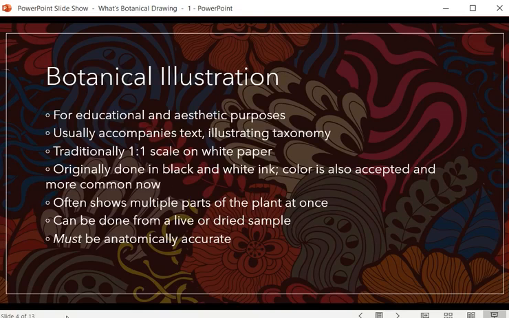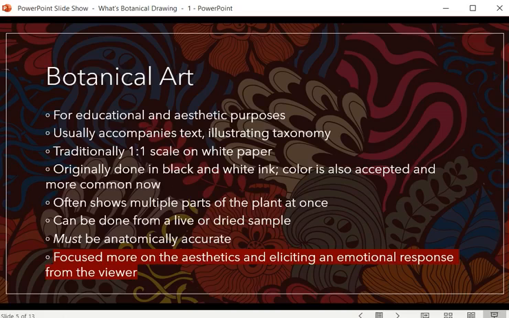They often show multiple parts of the plant at once and can show cutaways or bisections of the plant, so you can see everything about it. From the kinds of seeds that it has, to the kind of petal arrangement that the flowers have, everything about the plant is shown at once. Now, this can be done from a live sample or a dried sample, and it must be anatomically accurate. No matter how pretty it is, no matter what medium you're using, it has to be anatomically accurate.